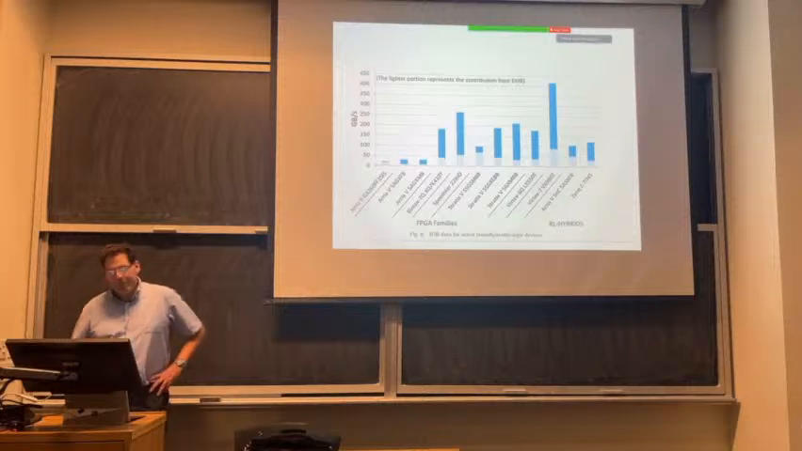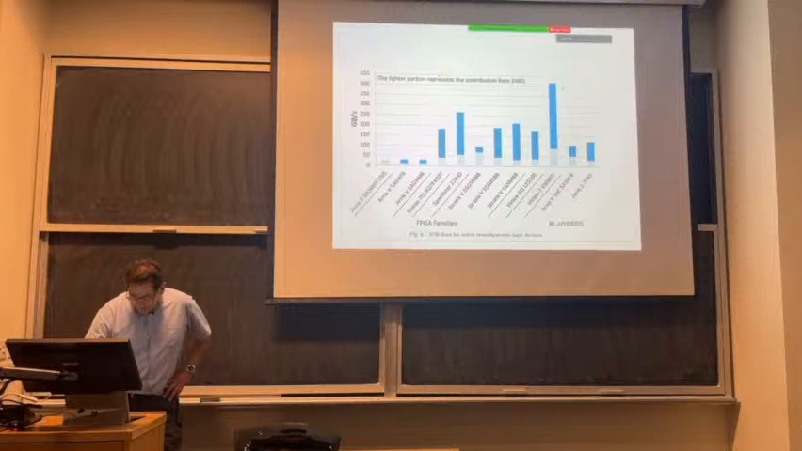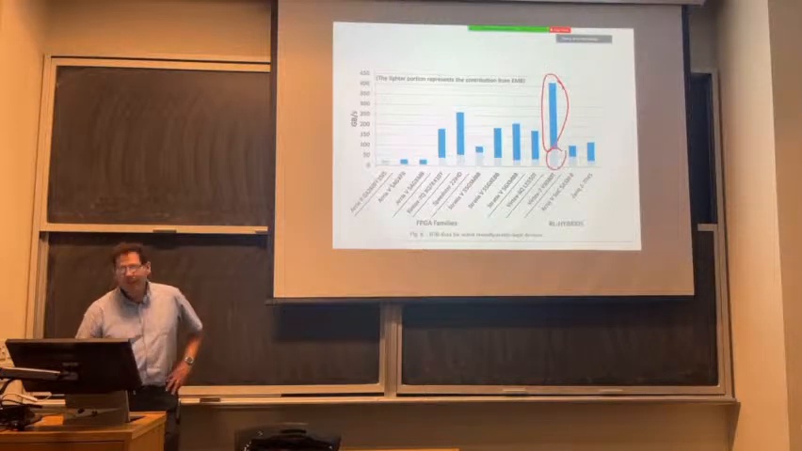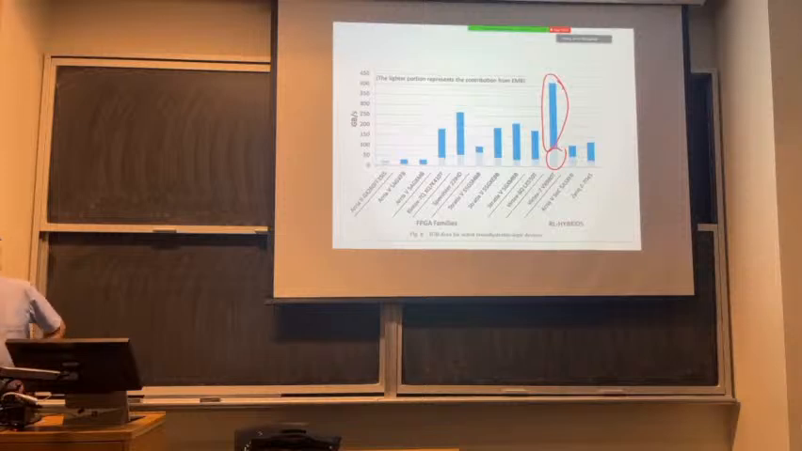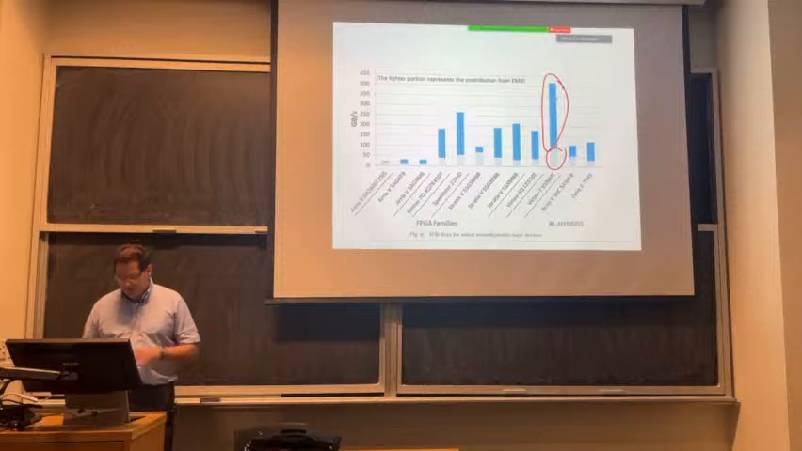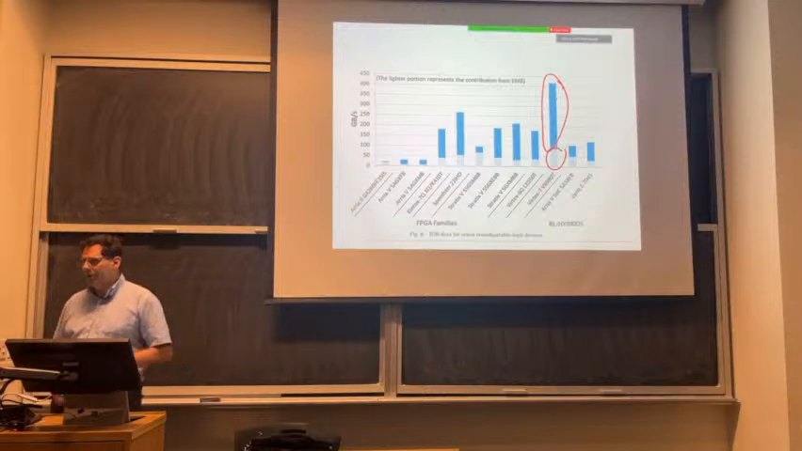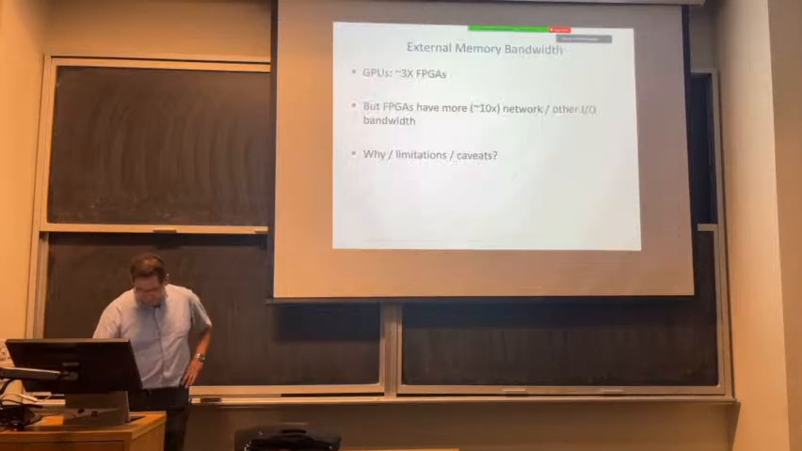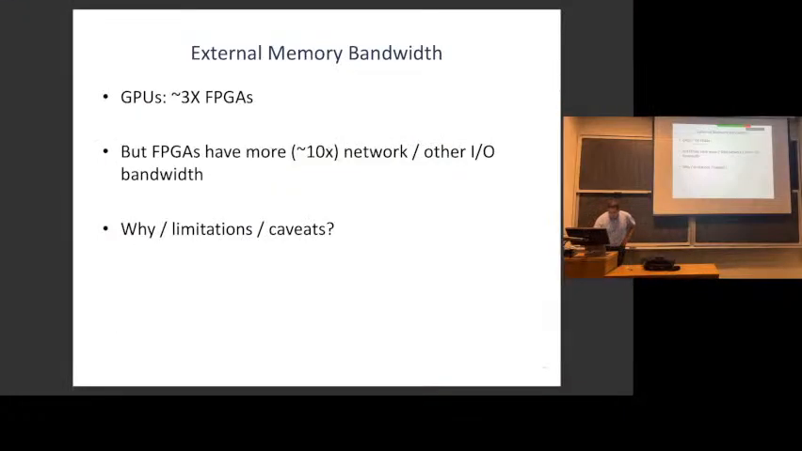Okay, and this is for FPGAs. What we see for FPGAs is the dark part is much bigger than the light part. The light part is how much bandwidth to DDR, off-chip memory, and the dark part is everything else: Ethernet, PCI Express, and so on. Basically, the latest FPGA chips have faster I/O, so they get the most bandwidth. Okay, so external memory bandwidth, like talking to DDR. For external memory, the GPUs have about 3 times what an FPGA has.